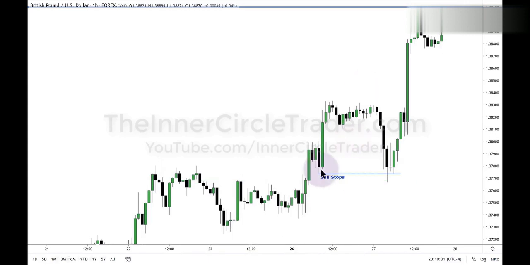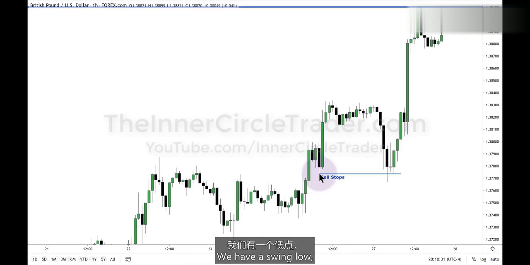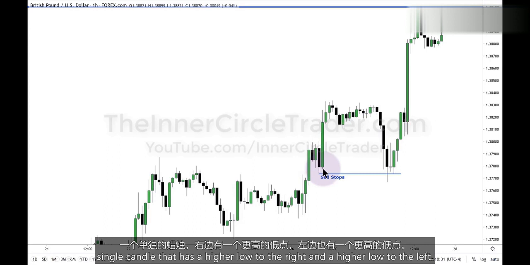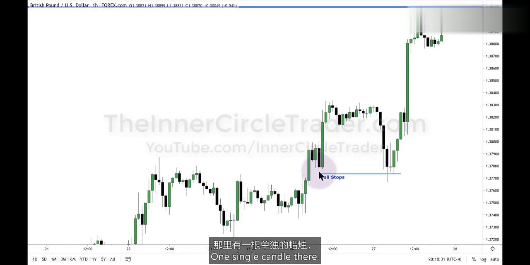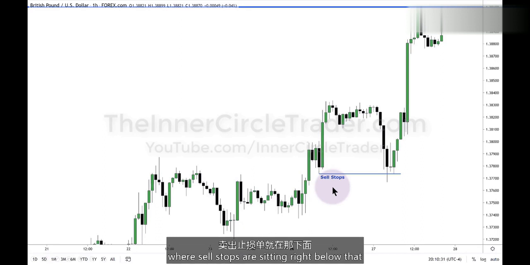This candle right here is a case in point. We have a swing low, a single candle that has a higher low to the right and a higher low to the left. One single candle there, that swing low, is going to be seen as a short-term swing low where sell stops are sitting right below that.